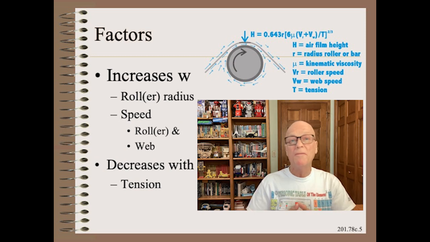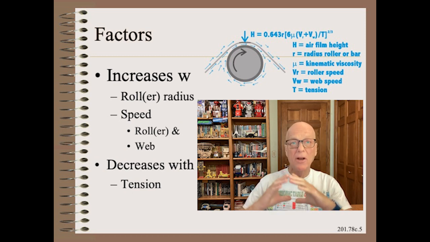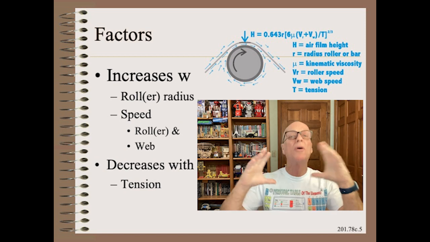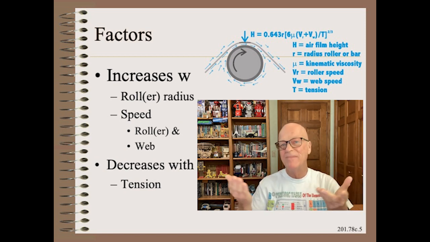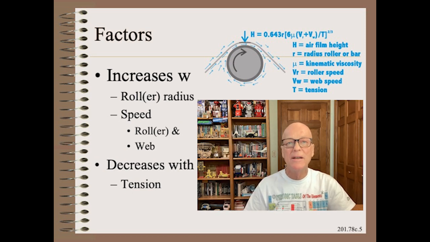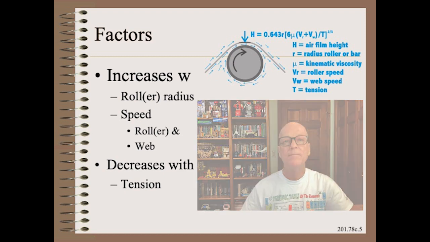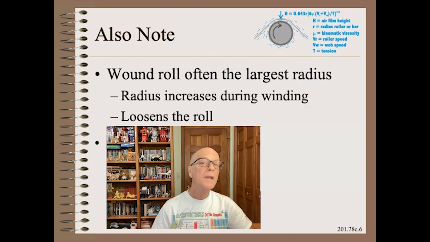So, what factors are important? The answer comes from the 40-year-old Knox-Sweeney equation above. The bigger the roller radius, the more the air is brought in. Not surprisingly, air entrainment gets worse at higher speeds. Finally, air entrainment is reduced with web tension.